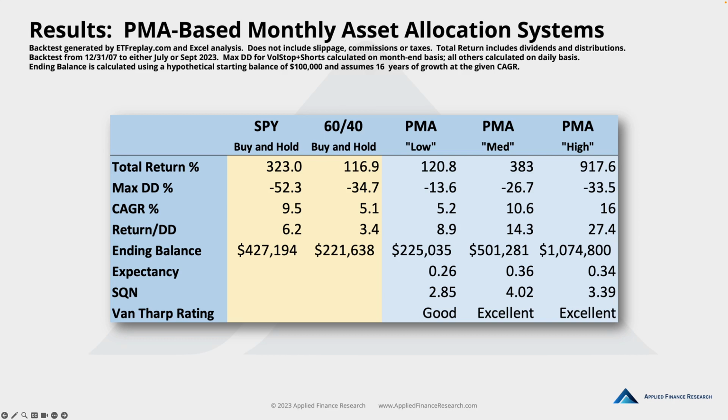These two also have an excellent SQN with scores of 4.02 and 3.39, and they have expectancies of 0.36 and 0.34. PMA low was designed to beat 60-40 buy and hold, and PMA low does beat 60-40 buy and hold on all of those first 5 metrics. Plus, it also beats the S&P in terms of maximum drawdown and return to drawdown ratio as well. It has a good SQN of 2.85 and an expectancy of 0.26.